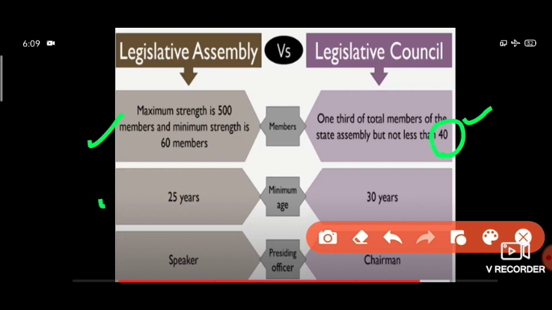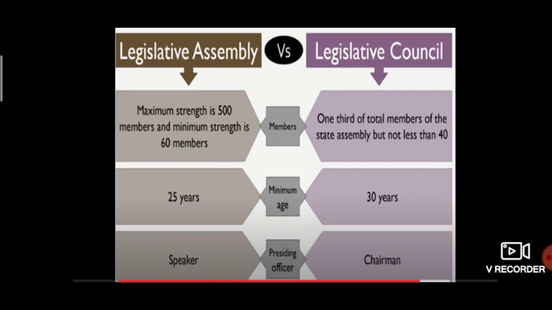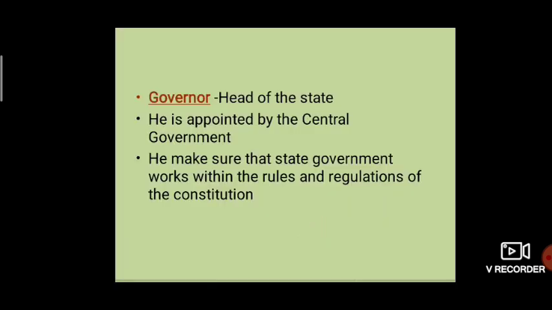Then the age limit. In the legislative assembly, the minimum age for being an MLA is 25 years, whereas the minimum age for a member of the legislative council is 30 years. Now the speaker: who is the presiding officer in the legislative assembly? Speaker. Here it is the chairman. So this was the end of this topic.